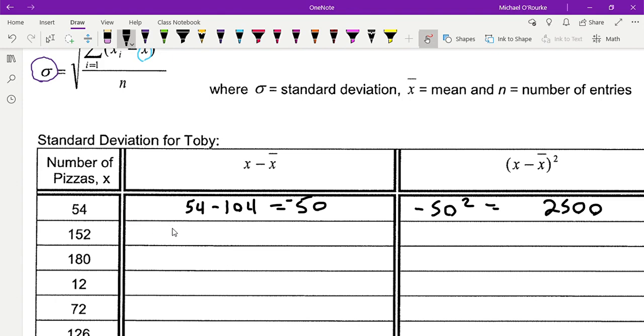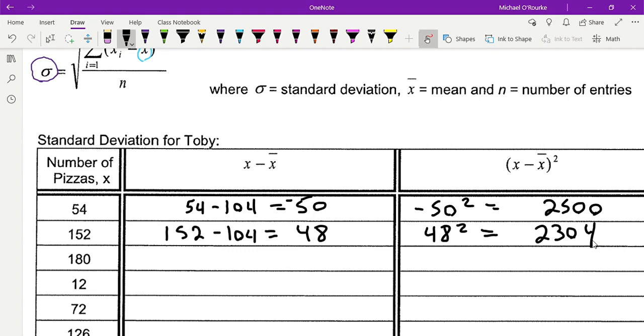Okay, for the next one, 152 minus 104 equals 48. 48 squared equals 2304. Do we see where that comes from?